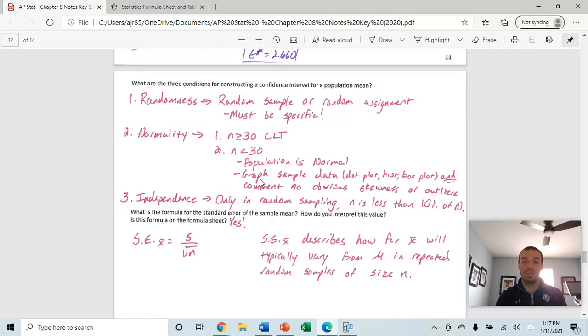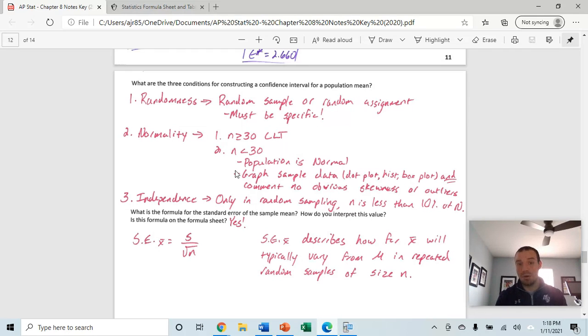Remember, now we have the central limit theorem. So our sample size has to be greater than or equal to 30. But go ahead and take a look at the second part of this condition. If your sample size is not greater than or equal to 30, we're hoping our population's normal because then the sampling distribution is automatically normal.